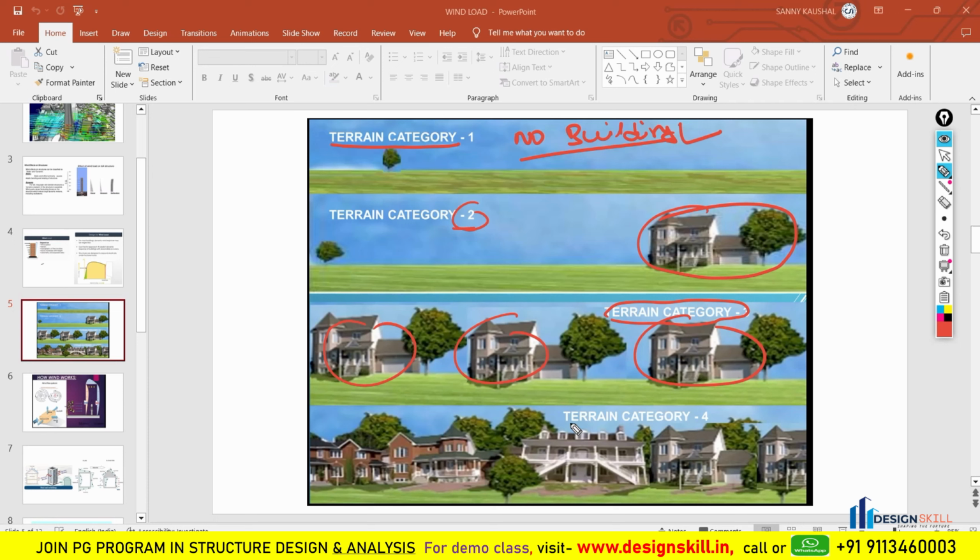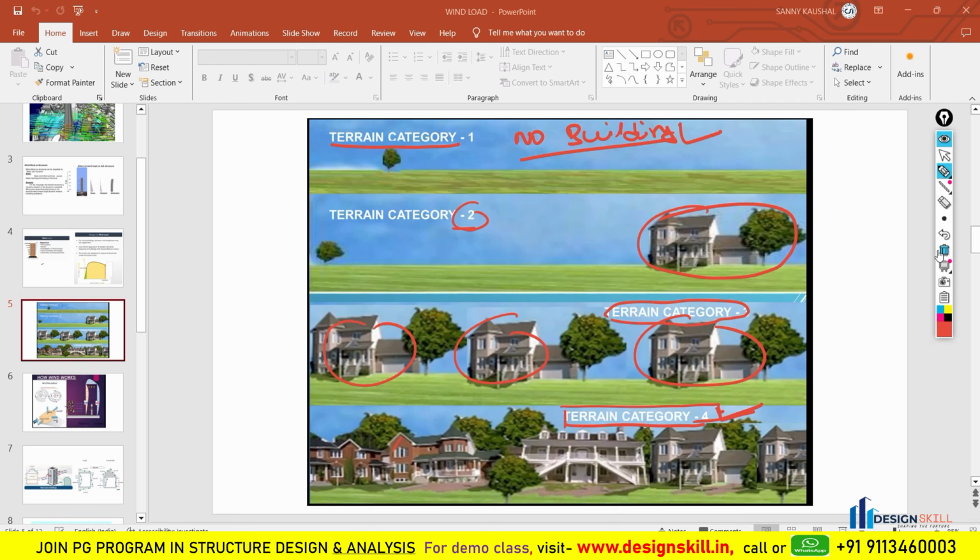Now if you look at terrain category 4, generally in the cities you will find terrain category 4, because closely spaced buildings are constructed in these cities, and the obstacle to the wind is high here. The flow of the wind is less because in such a closed space, a lot of buildings are constructed. So generally you will find terrain category 4 in the cities.